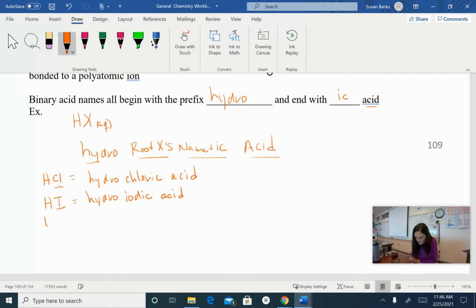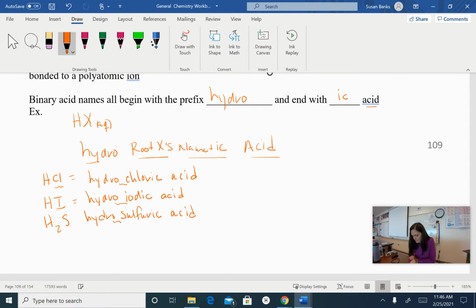And if I had this, H2S, S is sulfur. This one we don't just do sulfic, we actually do sulfuric. This one we actually use the whole name. So this would be hydrosulfuric acid.